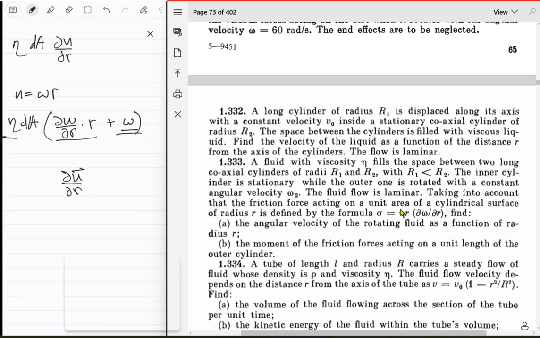Taking into account the friction force. Friction force? You mean the viscous force, right? What friction force? What are you talking about? I don't know. I just don't know why this term is not here.